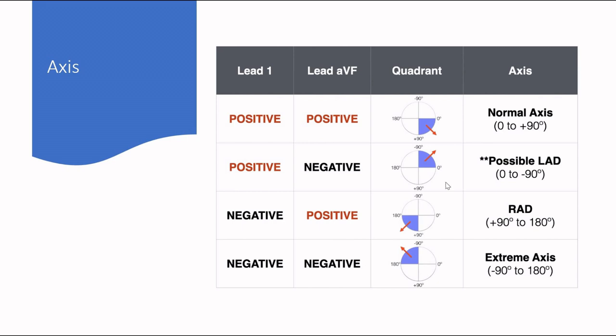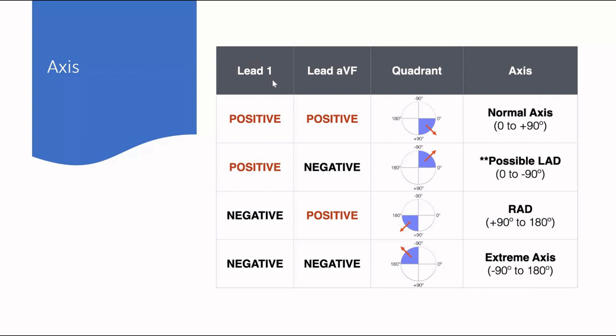Next, we'll talk about axes. So normal axis from here shows 0 to 90, this side. Left axis deviation is 0 to negative 90 degrees, so left upper. Right axis deviation is 90 to 180 degrees, so left lower. The extreme axis is negative 90 to 180 degrees, and it's left upper.